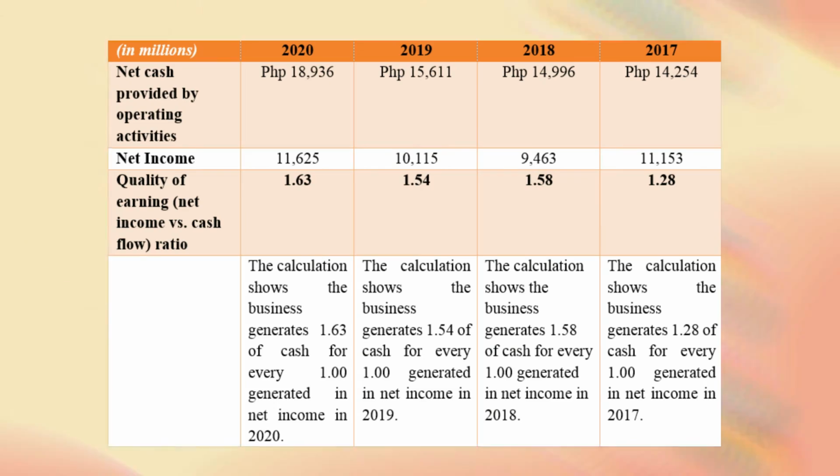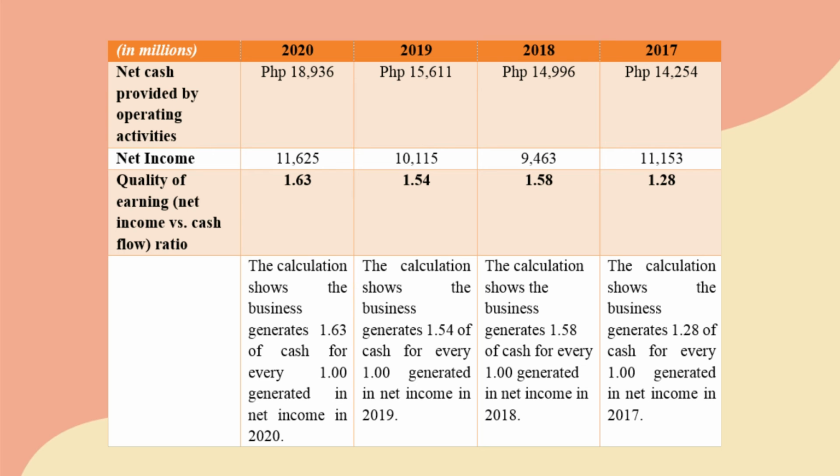Step 6. Assessing accrual quality. The net income versus cash flow ratio can be used to assess the prevalence of accruals in a company's financial statements. Presented in the table are the results for the quality earnings ratio. For 2017, it's 1.28, 2018, 1.58, 2019, 1.54, and 2020, 1.63.